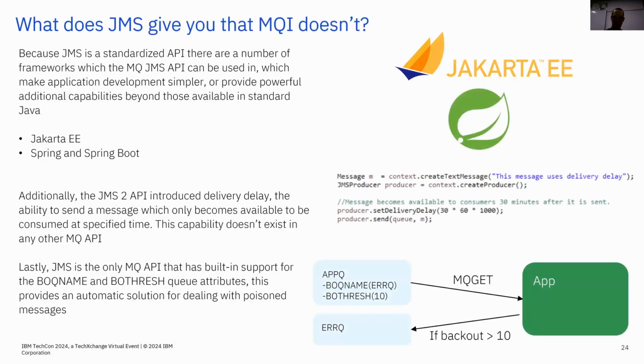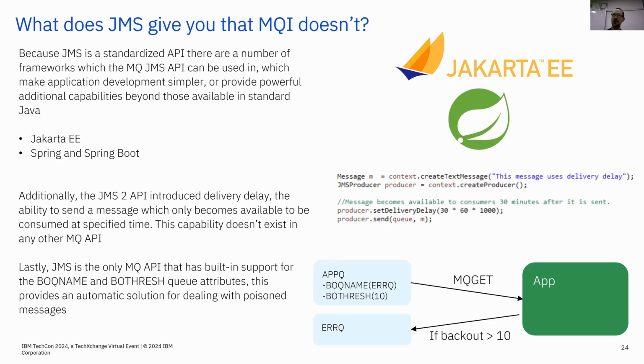So I think it's important to ask, we've said quite a lot of things where you get extra things with the MQI, but also there are cases where you get more stuff with the JMS. And I think the first one of these is the main benefit that JMS is a standardized API. Therefore, there are lots of platforms and frameworks that build on the JMS API, regardless of whether it's MQ's JMS API or other APIs. And so those frameworks make application development simpler. And you don't get the equivalent thing really with the MQI.